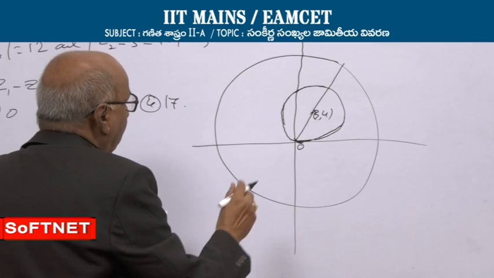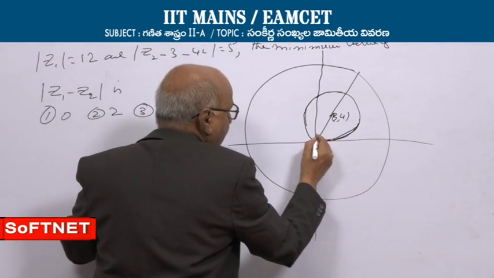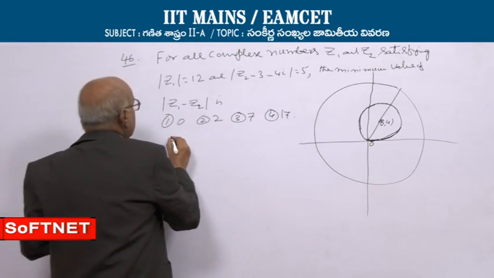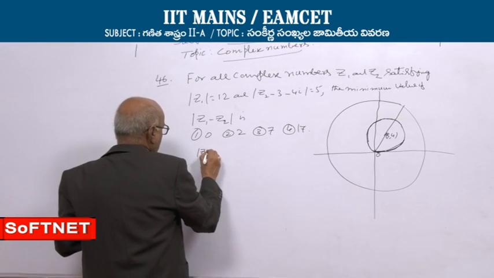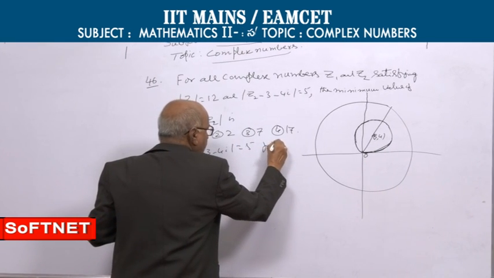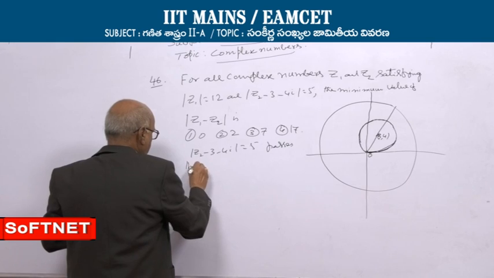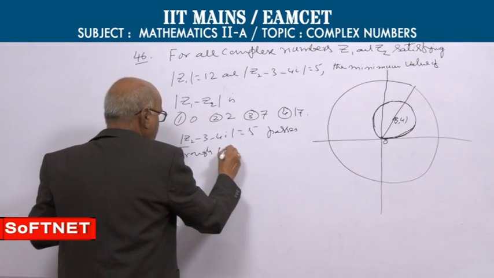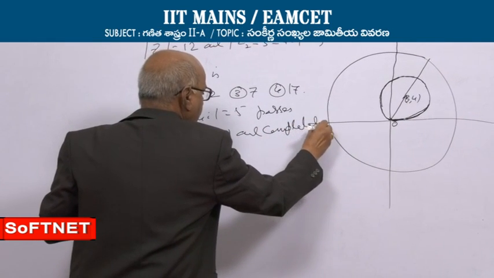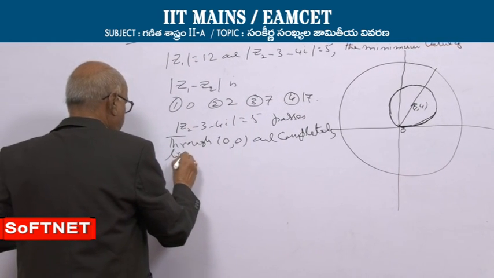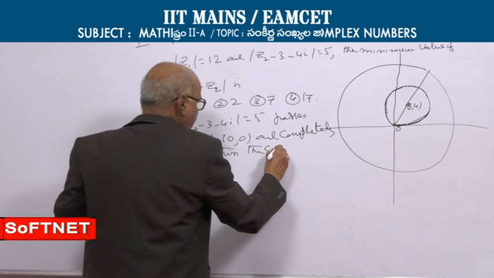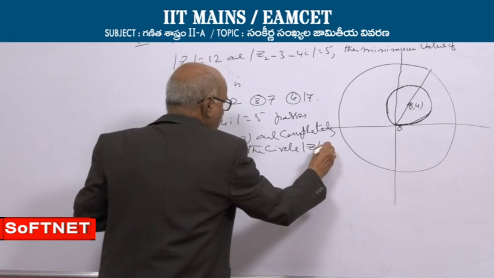So now you can see that the second circle passes through the center of the first circle and completely lies within the circle. So you can write that the second circle mod Z2 minus 3 minus 4i is equal to 5 passes through the origin, through (0, 0), and completely lies within the circle mod Z is equal to 12.